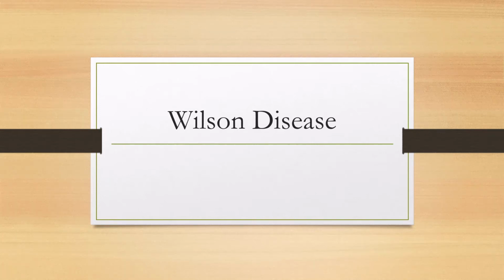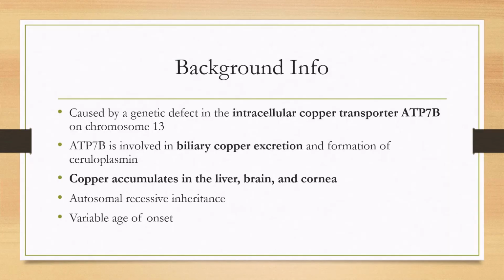Let's talk about Wilson disease. So this is a disease caused by a genetic defect in the intracellular copper transporter ATP7B on chromosome 13. Now this gene is involved in creating a protein that regulates biliary copper excretion, and as a result of this defect, the excretion of copper is impaired, and so there will be an accumulation of copper in the body.